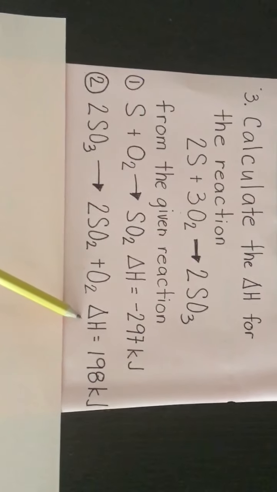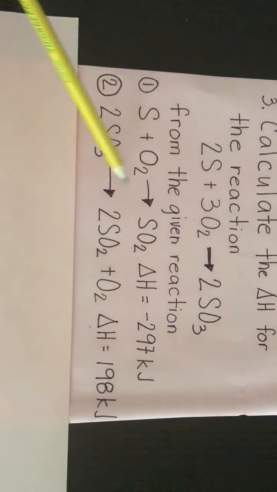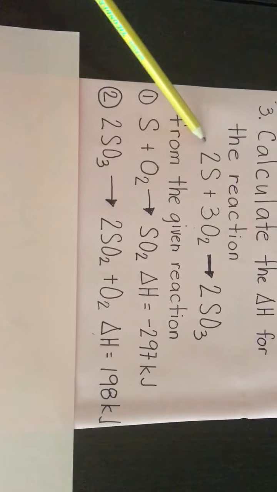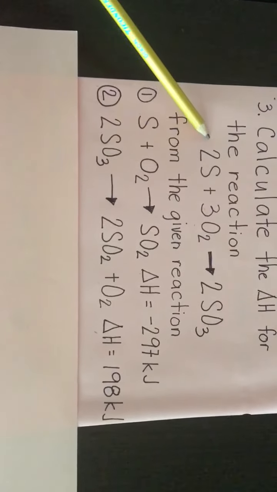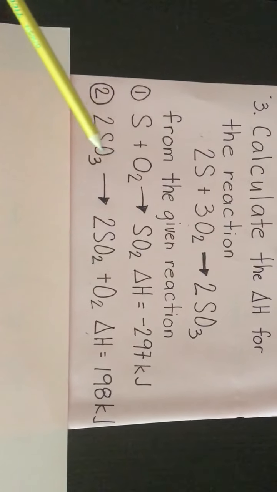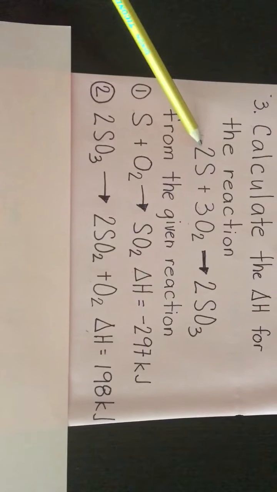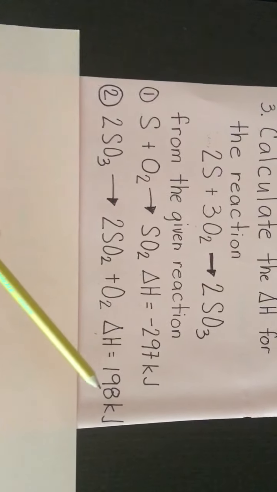And so now we want to figure out, from the two given equations, this desired equation. In other words, we are going to manipulate the two given equations for us to be able to find this, and we want to find the delta H based on the delta H's given here.